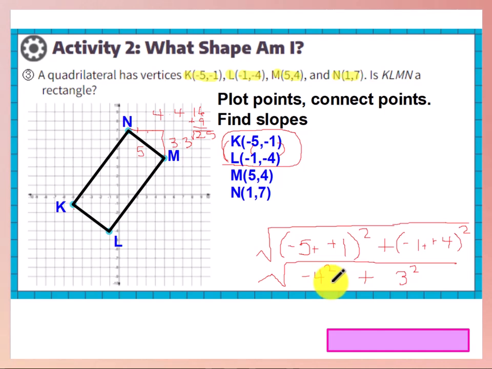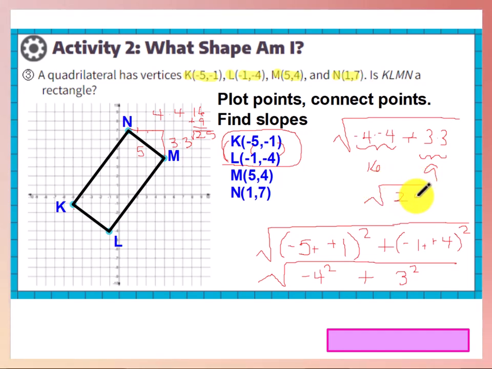So -4 squared, let me go up here and write this out. -4 squared is -4 times -4. No matter what sign you have when you square a number, it's going to become a positive, because 2 negatives multiplied together give you a positive. Plus, now we're going to add 3 times 3, which is 9, and 16 plus 9 is 25, so we're taking the square root of 25, which gives us 5.